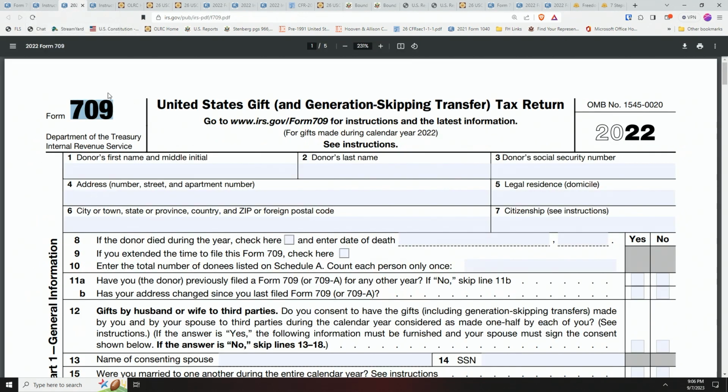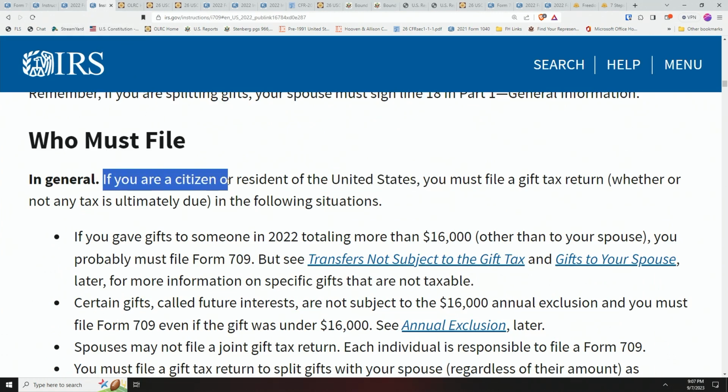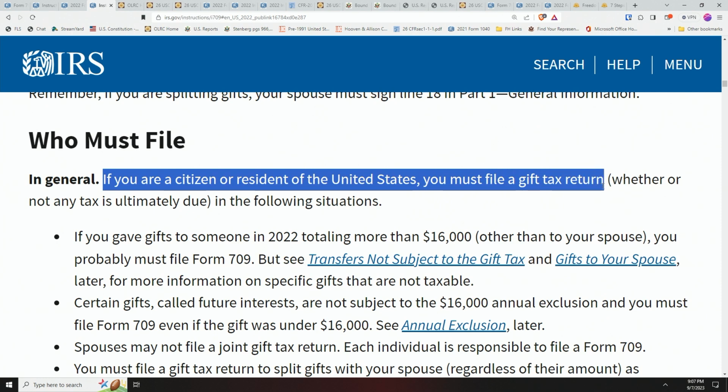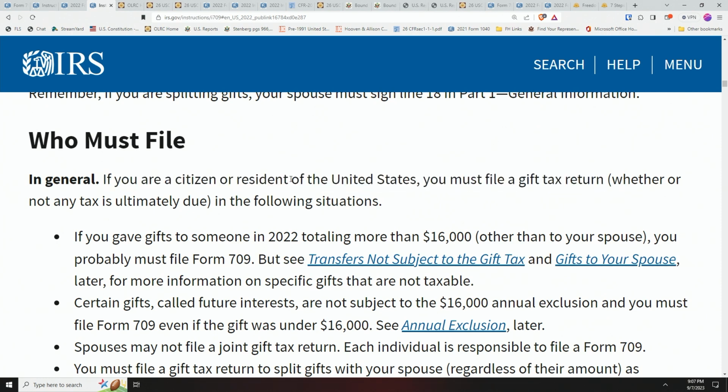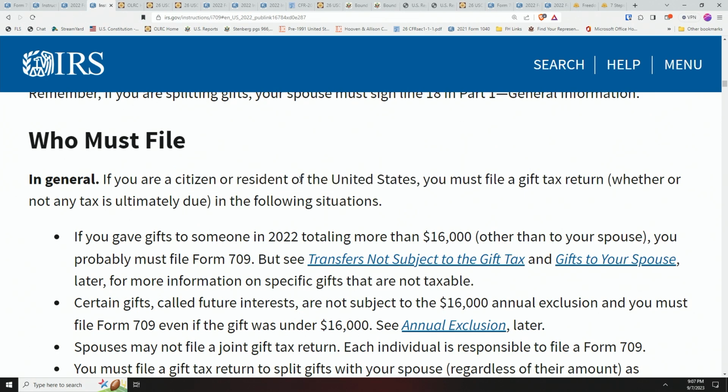Now, when it comes to gift taxes, it's Form 709, and the form is United States Gift Tax Return. Okay, in the instructions of this form, again, the IRS at its website says that if you are a citizen or resident of the United States, then you must file a gift tax return. So it depends on who is a citizen or resident of the United States, which depends on what is the United States they're speaking about.